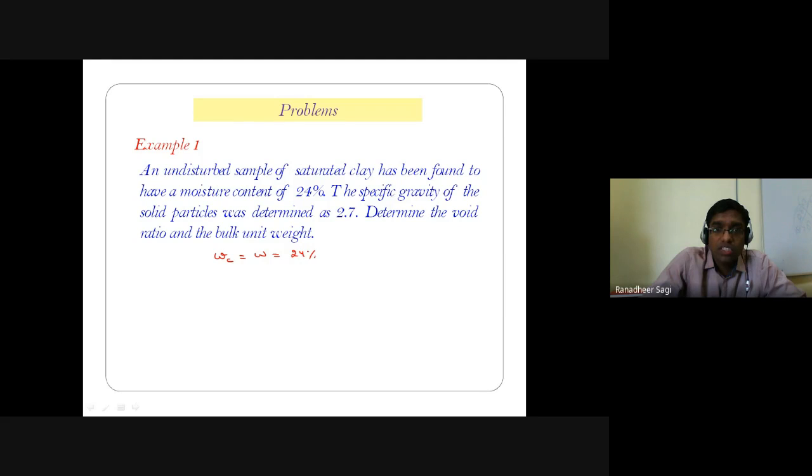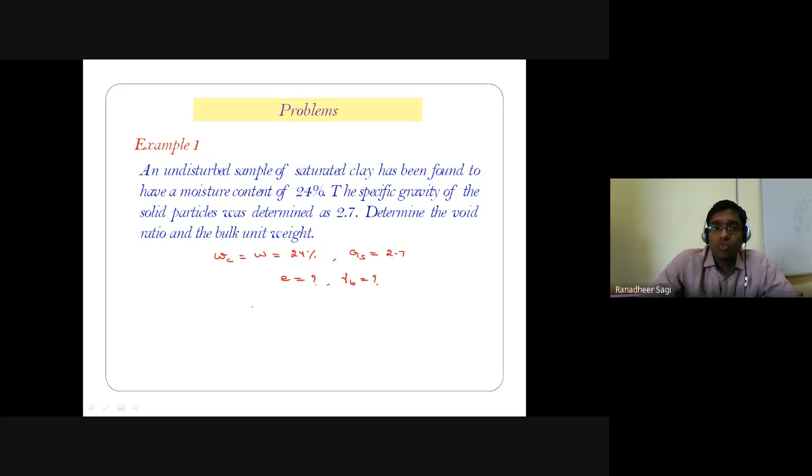The water content of that soil is 24%. The specific gravity of the soil solids is given as 2.7. So for that saturated clay, when the specific gravity value of the soil solid particles is determined, the value was found to be 2.7. Now we are asked to calculate the void ratio of that particular soil and the bulk unit weight of the soil. Void ratio is an unknown which I wanted to find out, and bulk unit weight is the other unknown which I am required to find out.